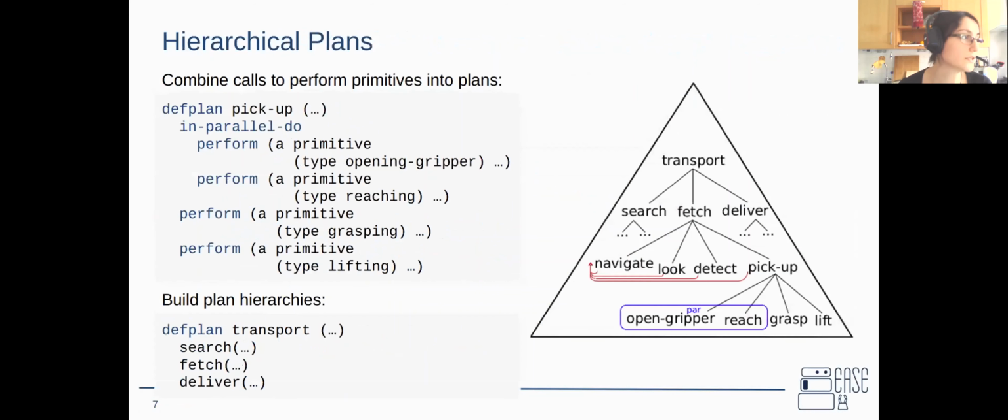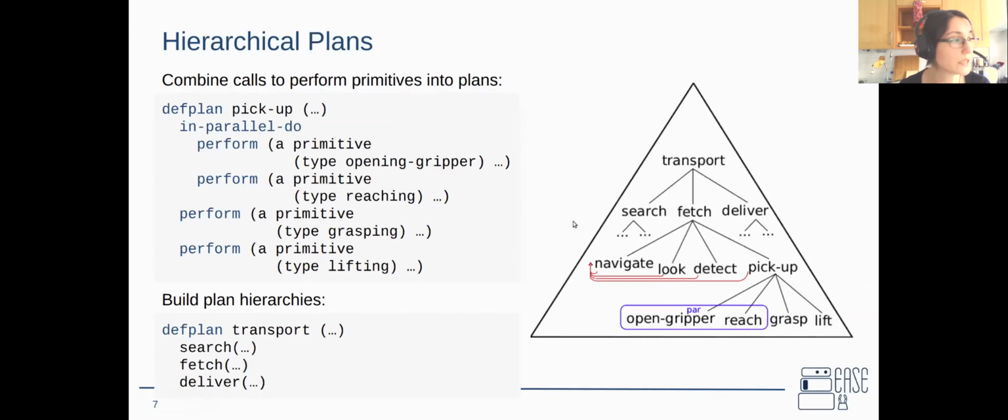Okay, and then obviously, as you can have hierarchical nested function calls, you can also have plan calls. For example, here the pickup plan consists of calls to perform low-level motions, which is this level of the hierarchy, in a sequence or in parallel. And then the higher level plans are comprised of calls to lower level plans. And then, for example, the transport plan will call its lower level subplans.